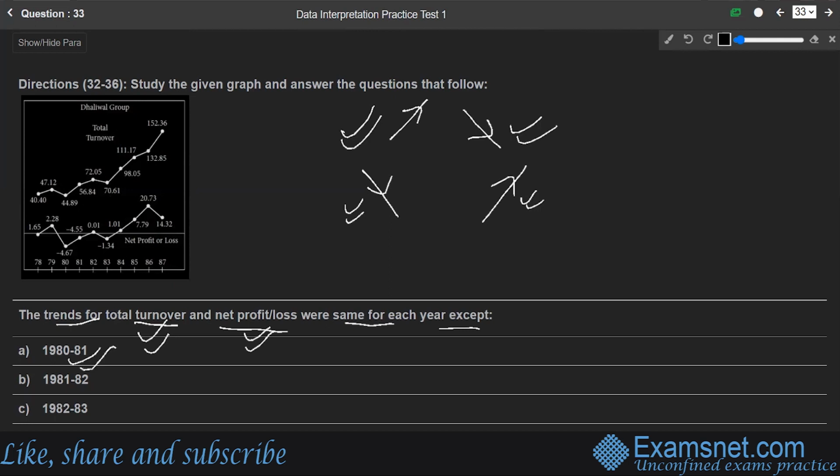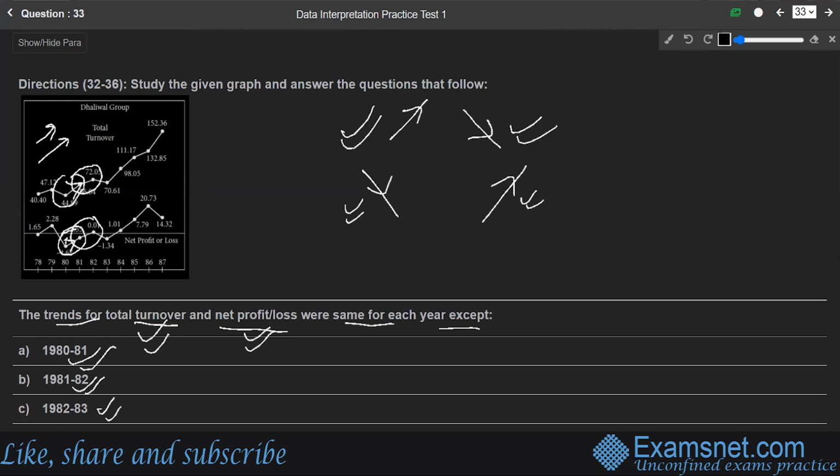Let's go by option. Between 80 and 81, you can see that the trend of the net profit or loss is on the increasing side. And what about the turnover trend? Between 80 and 81, the turnover trend is also on the increasing side. So both are increasing. So this is not the right answer. Between 81 and 82, the profit trends are increasing and the turnover trends are also increasing. So it is not the right answer either.